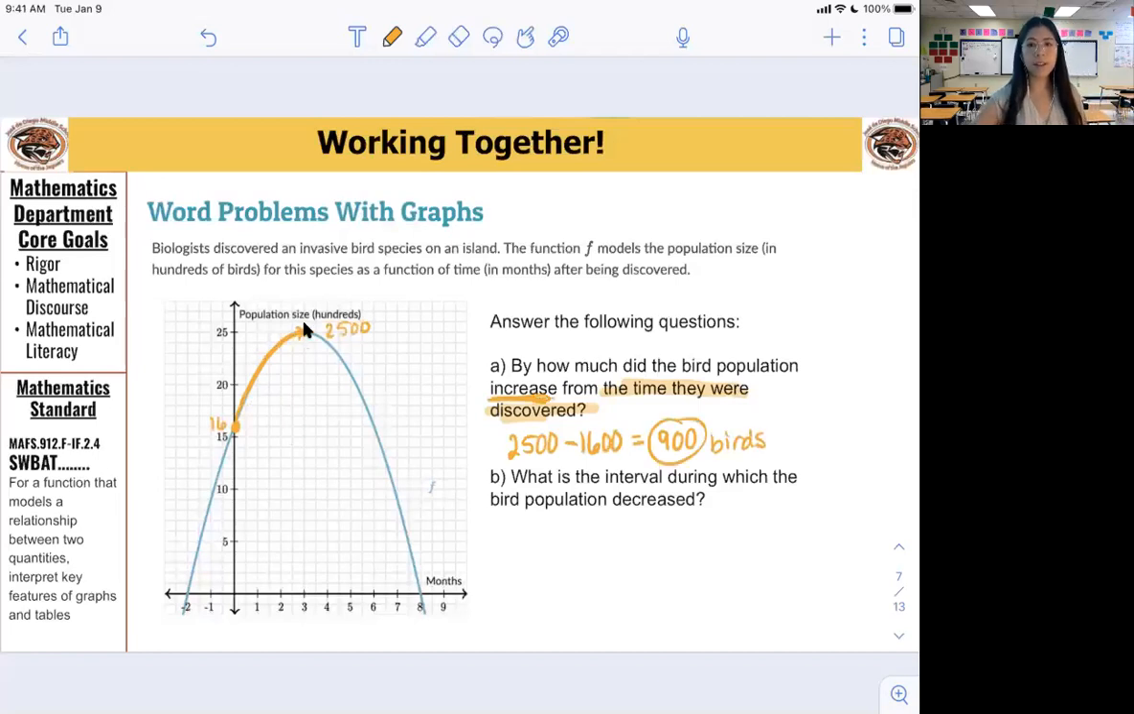After that, it started going down, right? So when it asks you this, you have to make sure you know where you're looking. You're looking from the beginning, from the y-intercept, to the maximum. Any questions on that one?